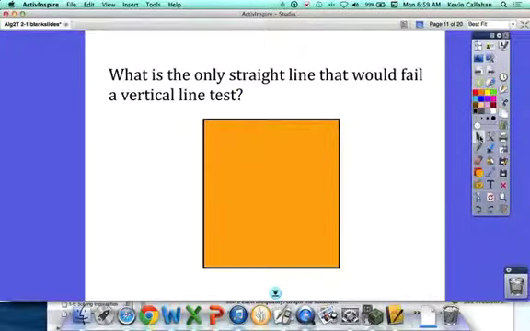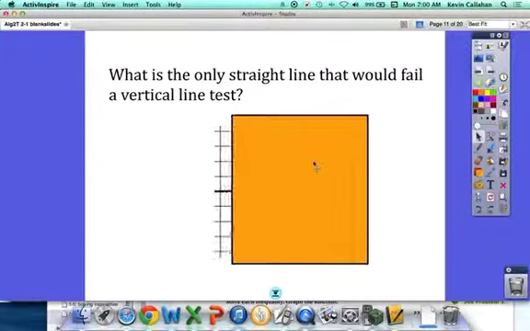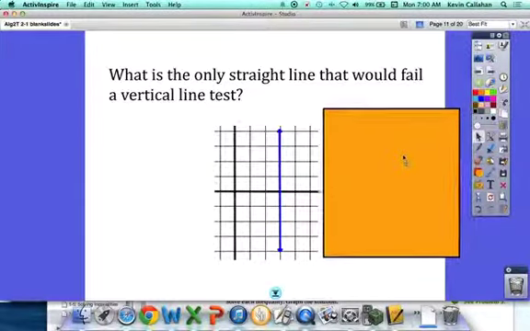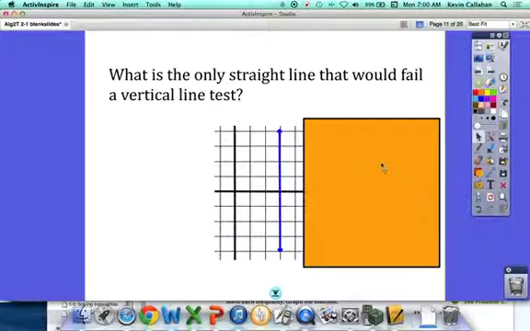What is the only straight line that would fail a vertical line test? Pause. Answer the question. And the answer is a vertical line. A vertical line fails the vertical line test because for this one x coordinate, which in this, the way it's drawn, looks like x equals 3, there's infinitely many y coordinates. Not just 2, infinitely many. So a vertical line, meaning straight up and down, is not a function.